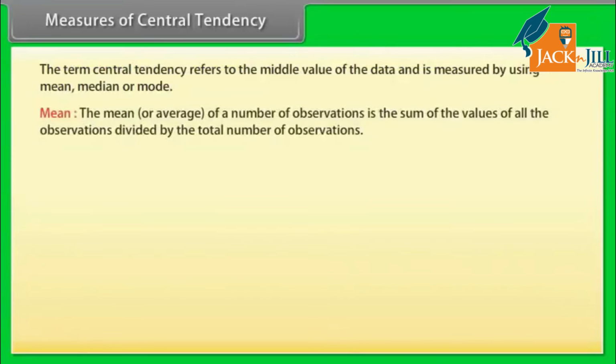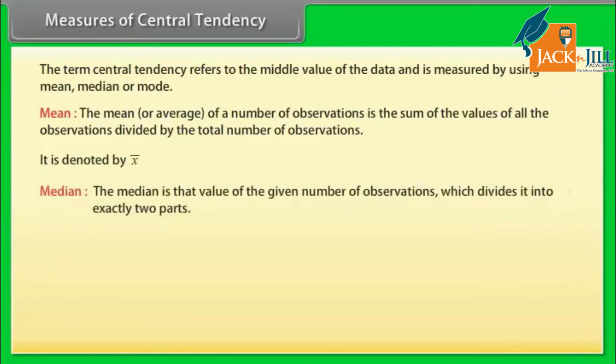Mean. The mean or average of a number of observations is the sum of the values of all the observations divided by the total number of observations. It is denoted by this symbol, read as x bar. Median. The median is that value of the given number of observations which divides it into exactly two parts.